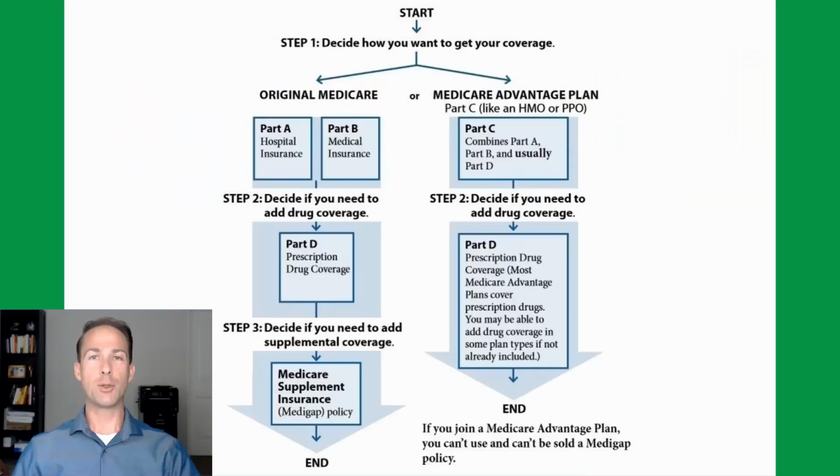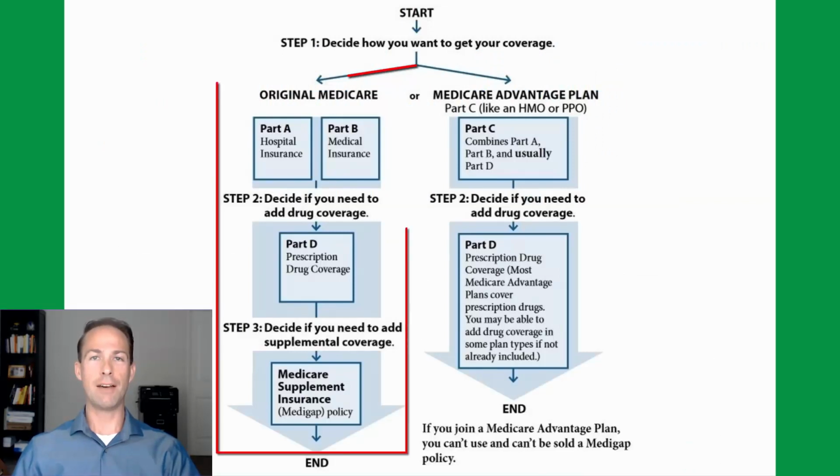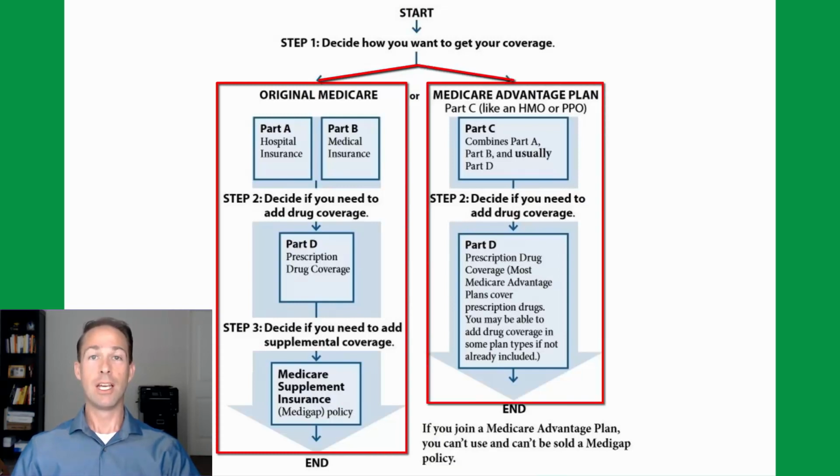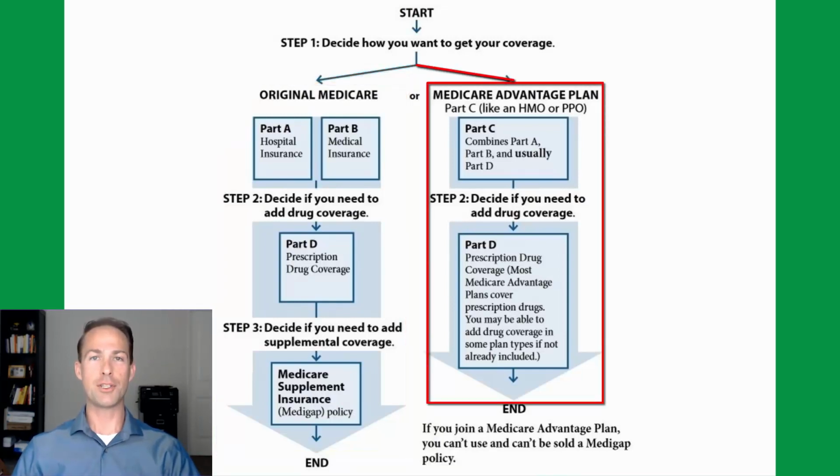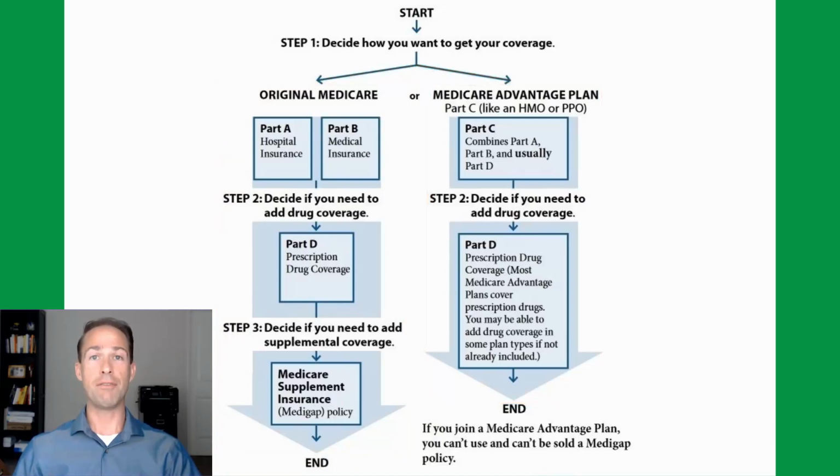So if we go back to our overall picture of Medicare, you can see the path on the left we talked about in the last video, and today we're going to talk about the path on the right. You can only go down one path or the other, so you got to pick one. You can also see in this chart that Medicare Advantage plans are also known as Part C of Medicare. So just like Medigap plans were also called Medicare Supplement plans, you have Medicare Advantage plans that are also known as Part C. So they're just two different names for the same type of coverage.